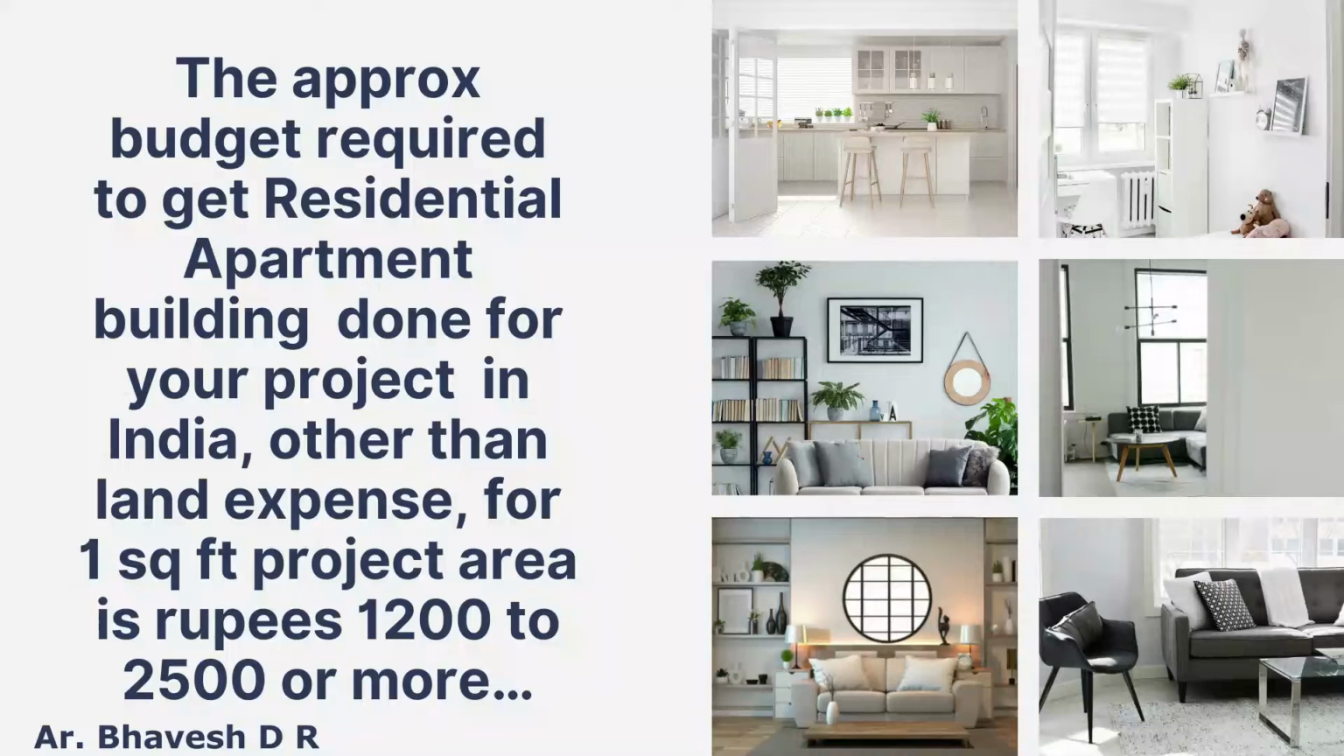The facilities or amenities offered by the residential apartment must be decided by the management based on the locality of the apartment. We then arrive at the important factor about the budget required for the residential apartment building. The approximate budget required to get a residential apartment building done for your project in India, other than land expense, for 1 square feet project area is rupees 1200 to 2500 or more. It can vary to an extent for the metro cities and some big cities where cost of construction is on a higher side.